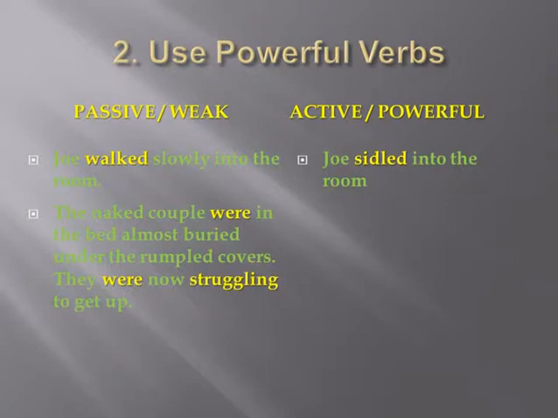Here's the second sentence. The naked couple. Oh, there's Brad for you. Yay, Brad. Anyway, the naked couple were in the bed, almost buried under the rumpled covers. They were now struggling to get up. You see the were words? Were struggling, were in the bed. That's very passive, and it's quite a weak verb. So it begs to be basically supported by adjectives and adverbs.